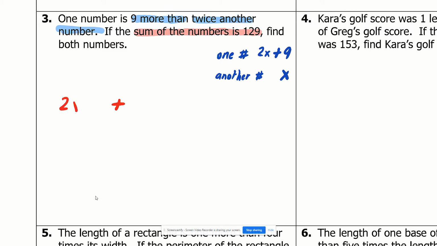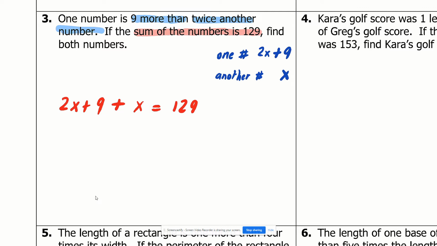2x plus 9 was one of them. And what was the other? X. And if we add those, it equals 129. Does that make sense? Yeah? No? Okay, so let's combine some like terms.